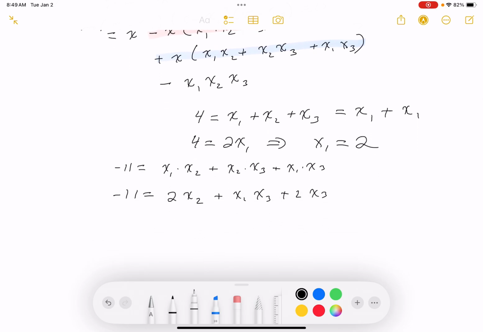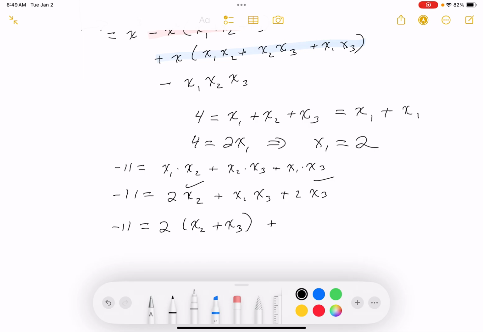All right, let's see what we get over here. And let's write this down. Minus 11. And I'm going to write down 2 x2 plus x3. I'm just looking at those two terms over there.